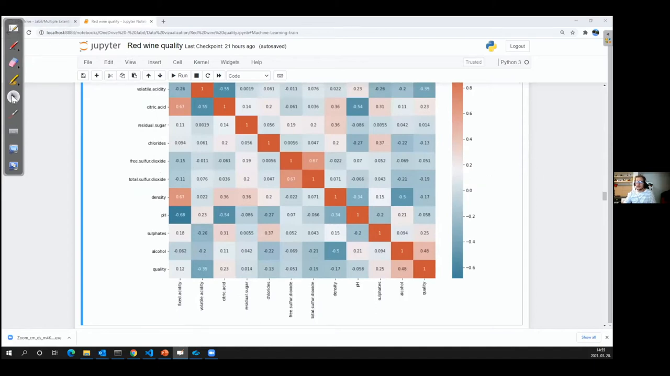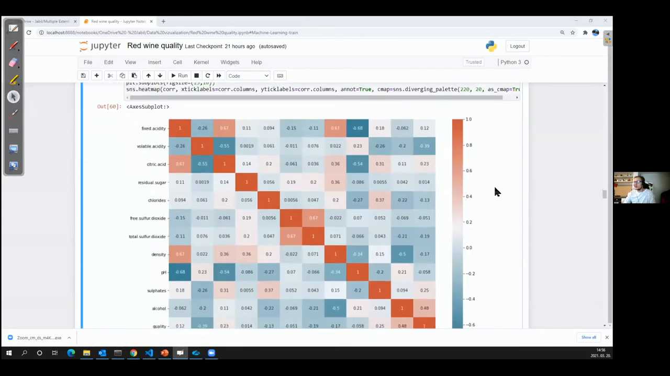But our most important purpose is to see which column has the biggest importance, the biggest indication possibility for the quality. And this is told by the last line of the heat map. It tells you how correlated the columns are with the quality. And this is what we can visualize a little bit further in the notebook.